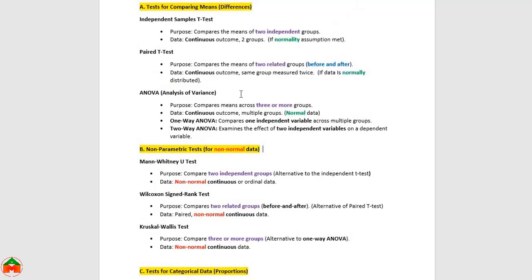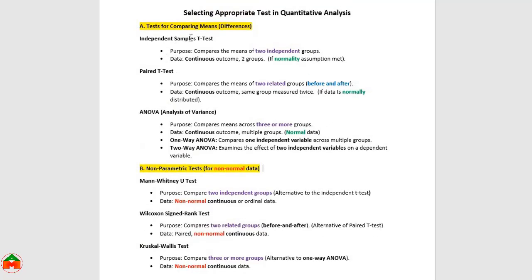But in case of continuous data, you can apply this independent sample t-test, paired t-test, and ANOVA test. But there is a significant difference that whenever the data is non-normal, you can apply Mann-Whitney U Test, Wilcoxon signed rank test, and Kruskal-Wallis test. So here the first 6 tests are applied whenever the data is continuous.